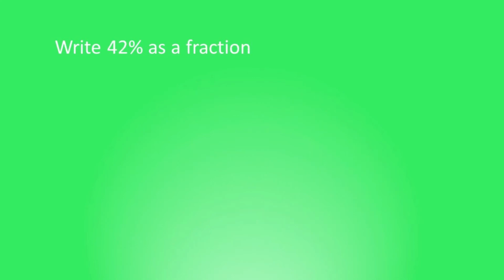Right, 42% as a fraction. Well, percent means out of 100. So any percentage that's a whole number can just be written as a fraction out of 100. So 42% is just 42 out of 100, or 42 over 100, or 42 hundredths. All those things mean the same, don't they? Different ways of interpreting the same thing.